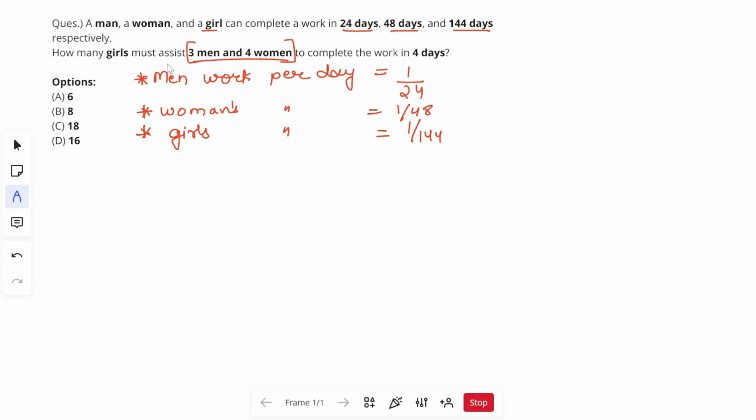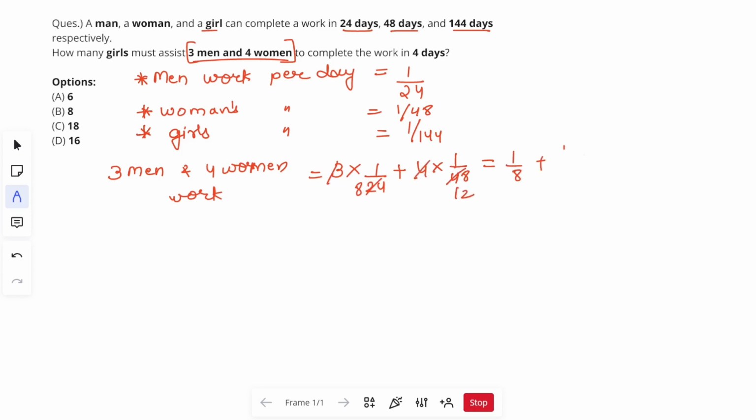First of all, in order to understand how many girls must assist, we have to understand how much work 3 men and 4 women will do. So 3 into the work done in one day, which is 1 by 24, plus 4 women's work, which is 4 into 1 by 48. If you simplify it, it is going to be 1 by 8, because 3 and 24 will cut by 3, plus 4 and 48 will cut by 4, giving 1 by 12. So the values that you will get are 1 by 8 plus 1 by 12.